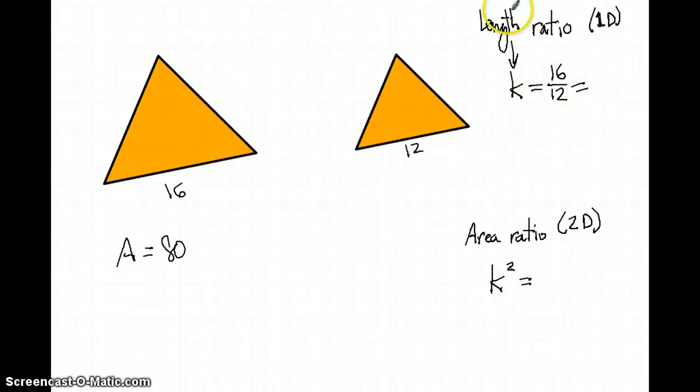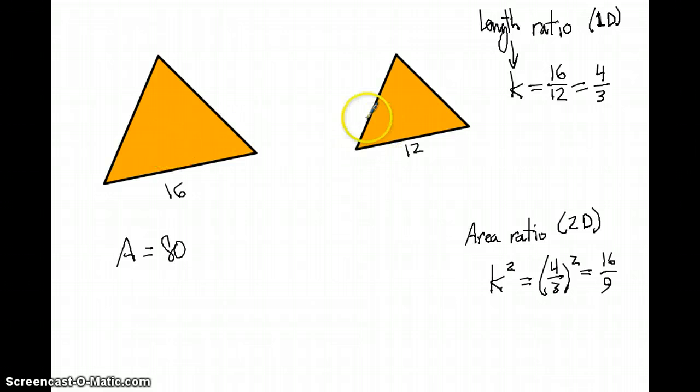All right, the length ratio is 16/12. I don't like to leave it 16/12. People would laugh at me at math parties if I did that. I should call that 4/3. Okay, so what is k squared? Well, that's 4/3. Then we just have to square that. That becomes 16/9.